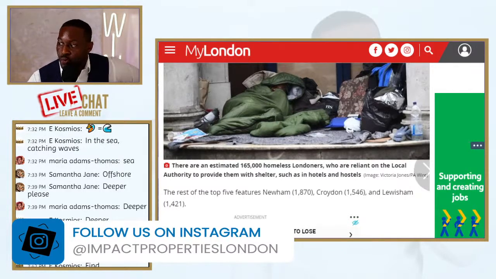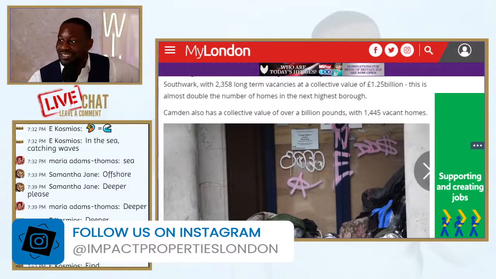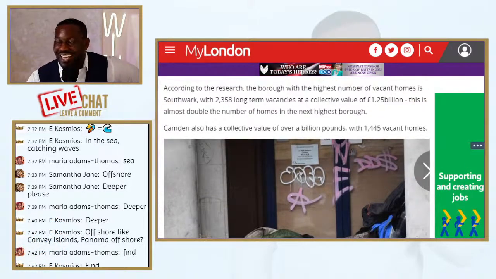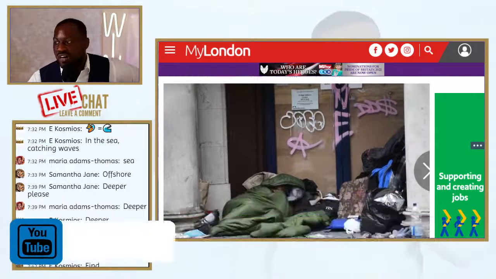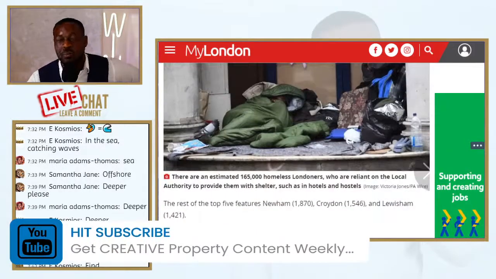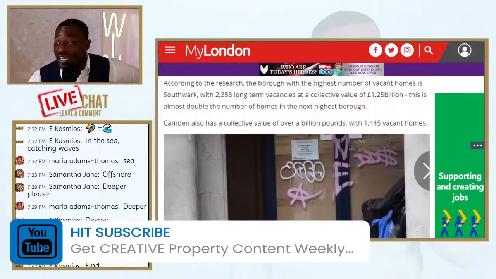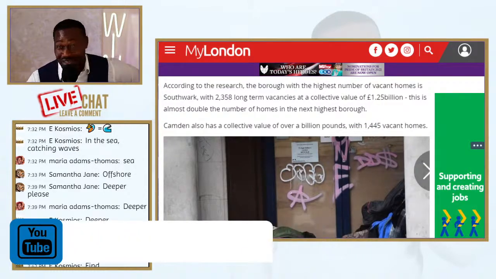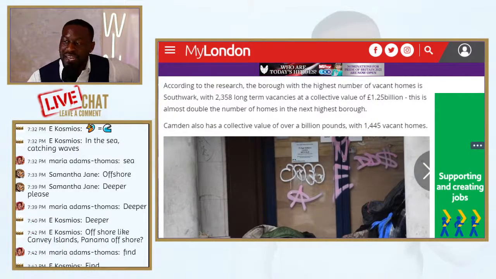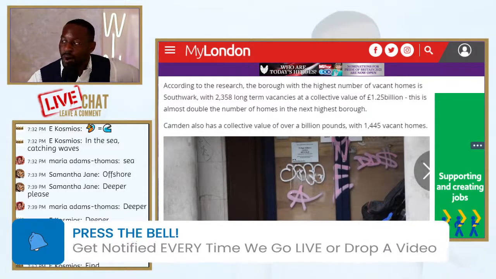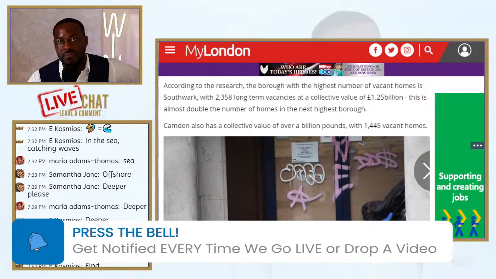All right, Lewisham, Croydon, Newham, Southwark, Camden. Besides the London borough of Camden, all of those other boroughs are probably accessible markets for you to do great property deals, especially if you know what you're doing, especially if you've got tools in your toolbox. Okay, even in Camden, even in Westminster, even in wherever. But the point I'm making is, if you've told yourself, oh, you can't do deals, let me tell you something. There is £1.25 billion worth of empty property in Southwark alone, according to this research.